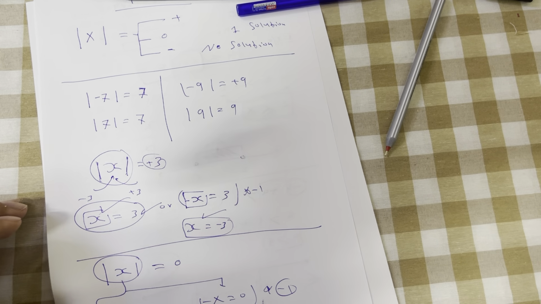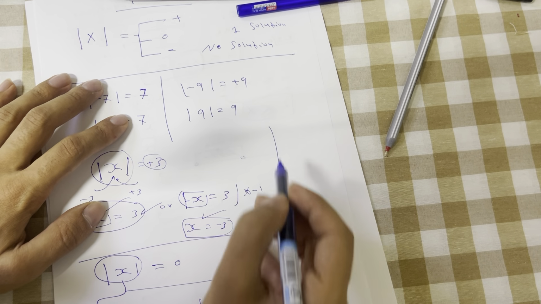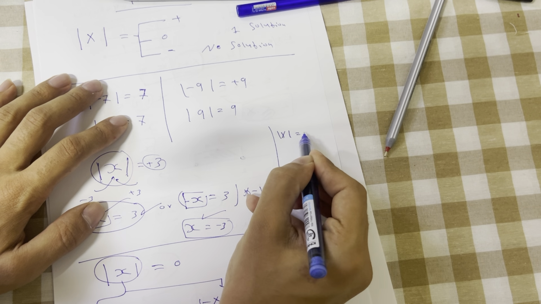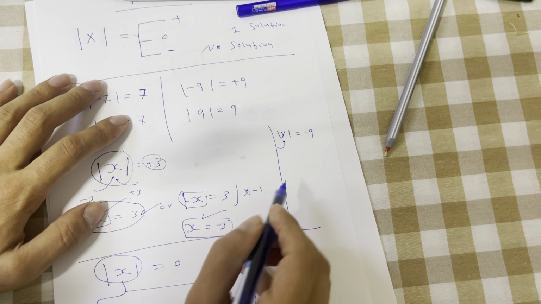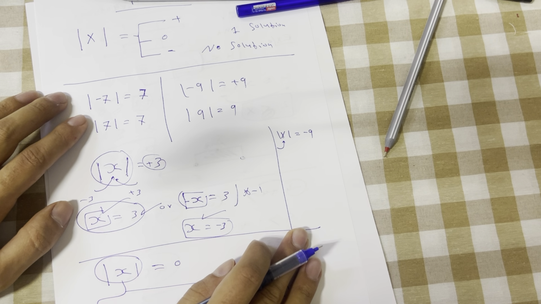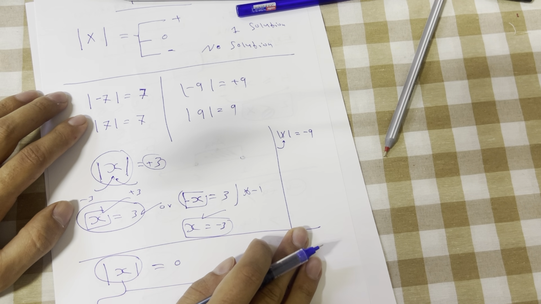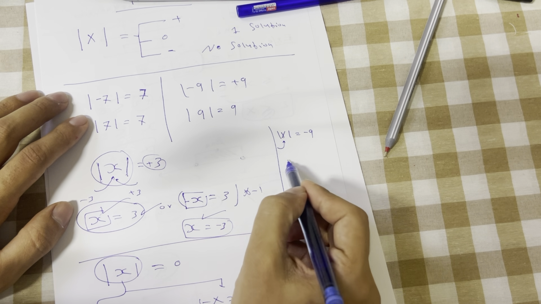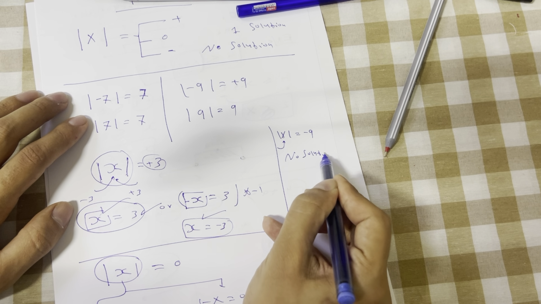Okay, what about negative? Tell me a number so I put here to get negative 9. We don't have. Why? Because if I take out any result in the absolute value equals a positive number, we never have a negative number in absolute value. Okay, so no solution.